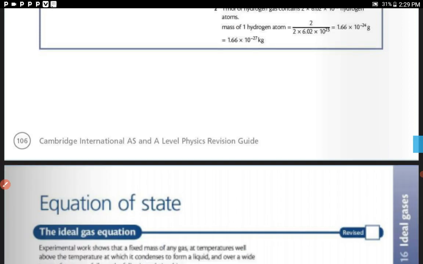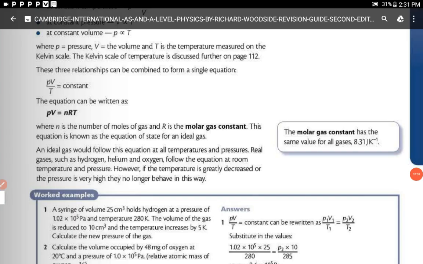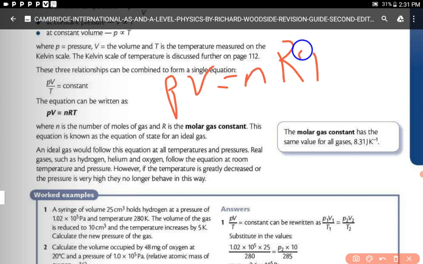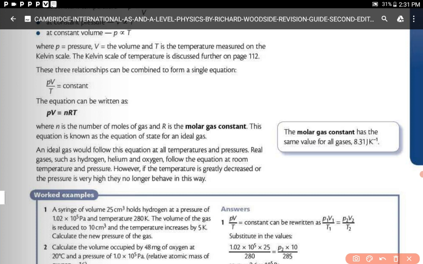All right, now we are going to look at the equation of state for an ideal gas. The ideal gas equation is PV equals nRT. In this equation, R represents the molar gas constant, and the molar gas constant is equal to 8.31 joule per mole per Kelvin. That is the ideal gas equation that is applicable in solving ideal gas problems.